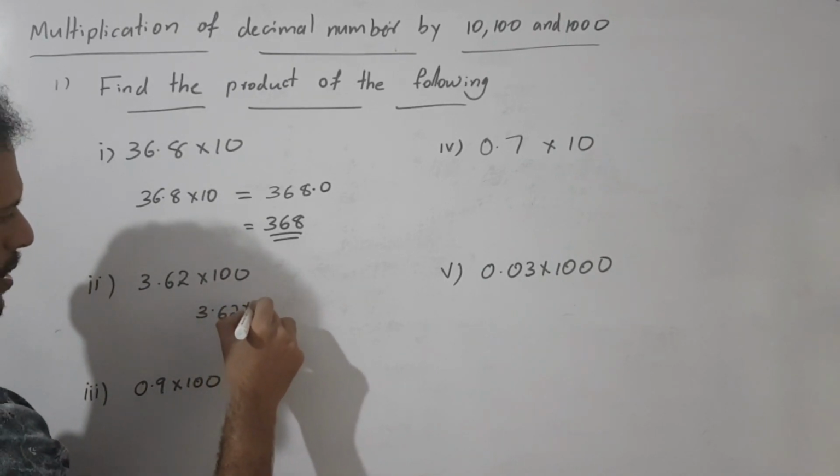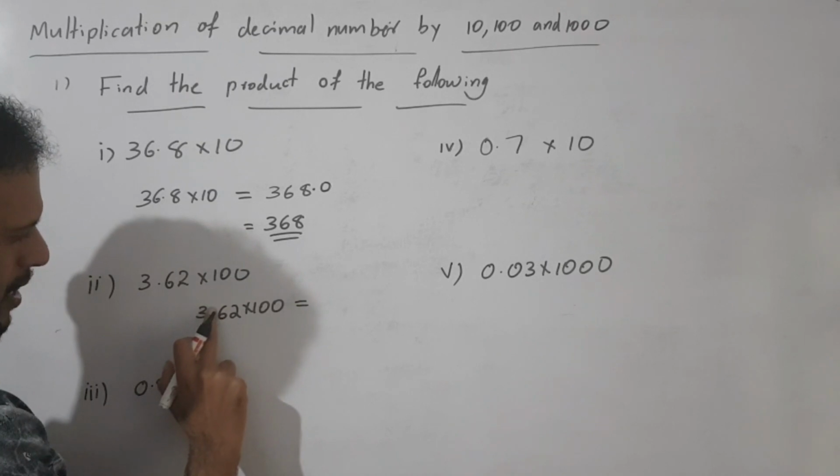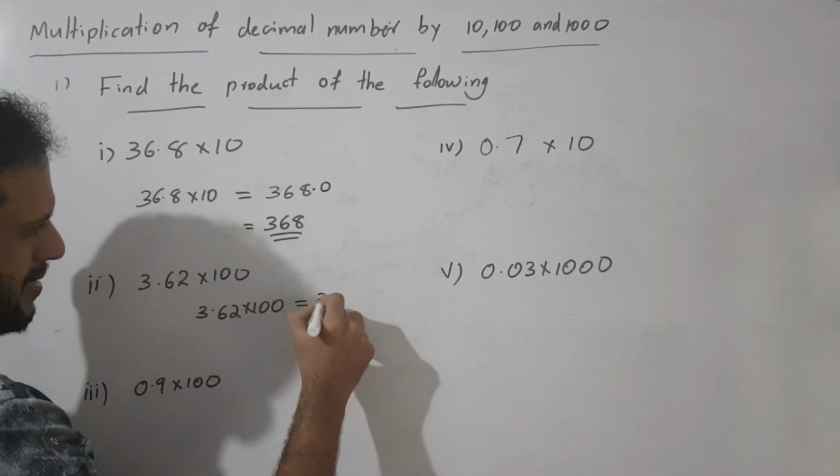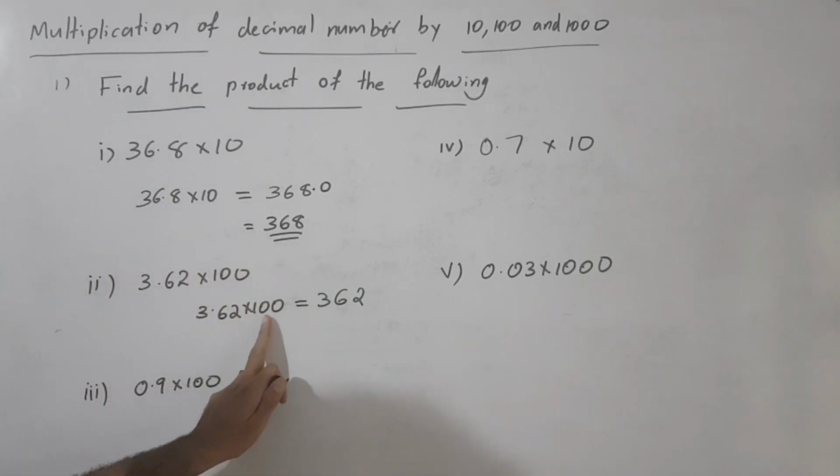3.62 into 100 is equal to, but we do not consider the decimal point. What is the number? 362. Then how many zeros here? The number of zeros in this is 2.